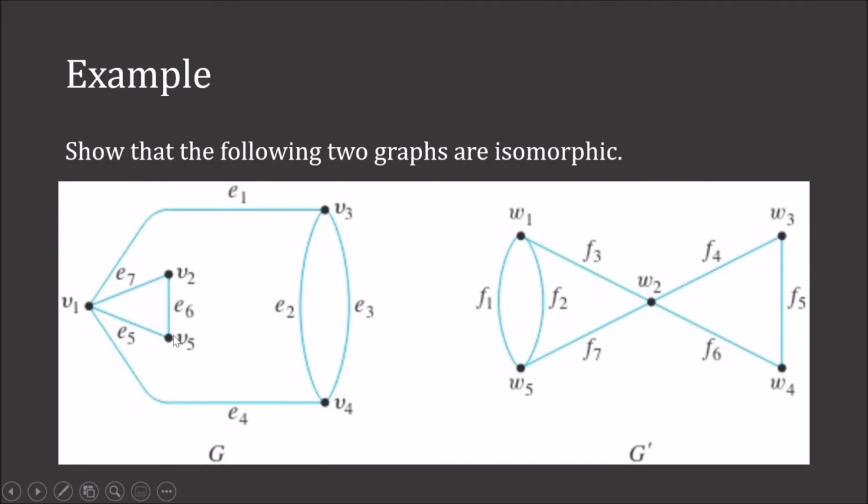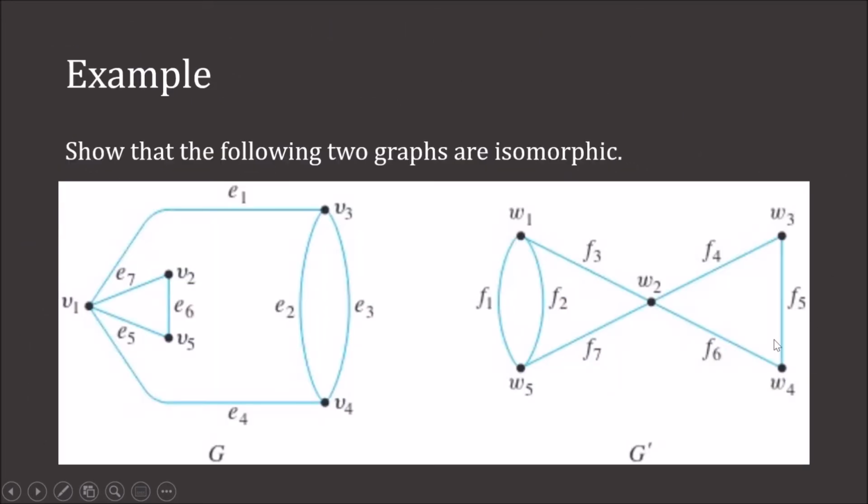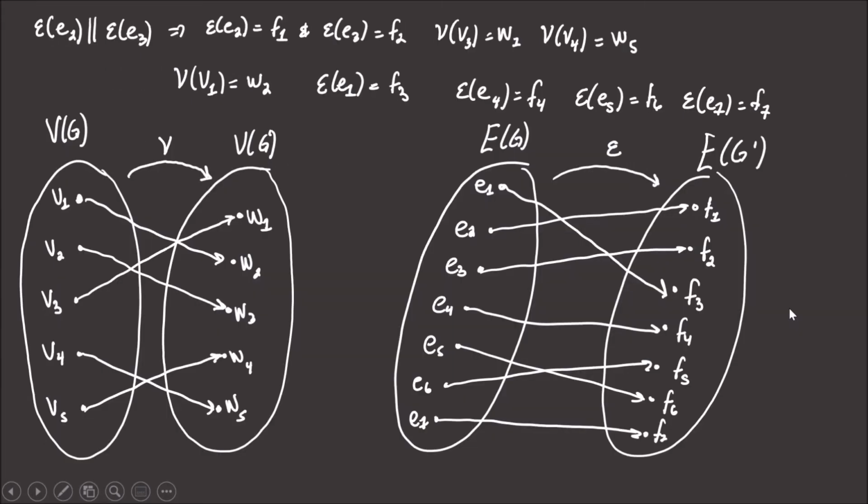If we look over here, E6 has to connect V5 and V2. Right, now we said V5 was W4, V2 was W3. So that means that F5 must connect them, and it does. So here we go. Here is our one-to-one correspondences. This proves that G and G prime are isomorphic.